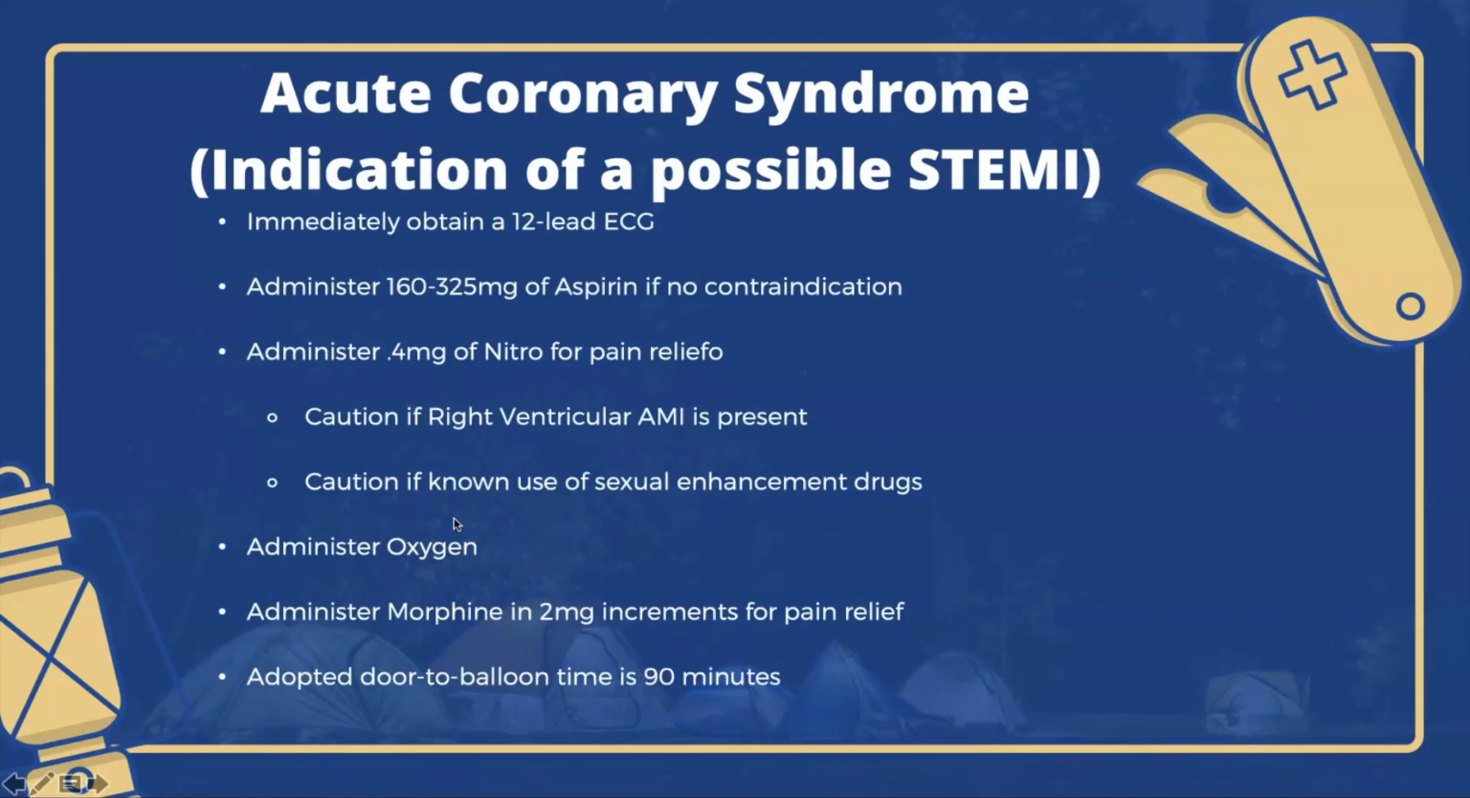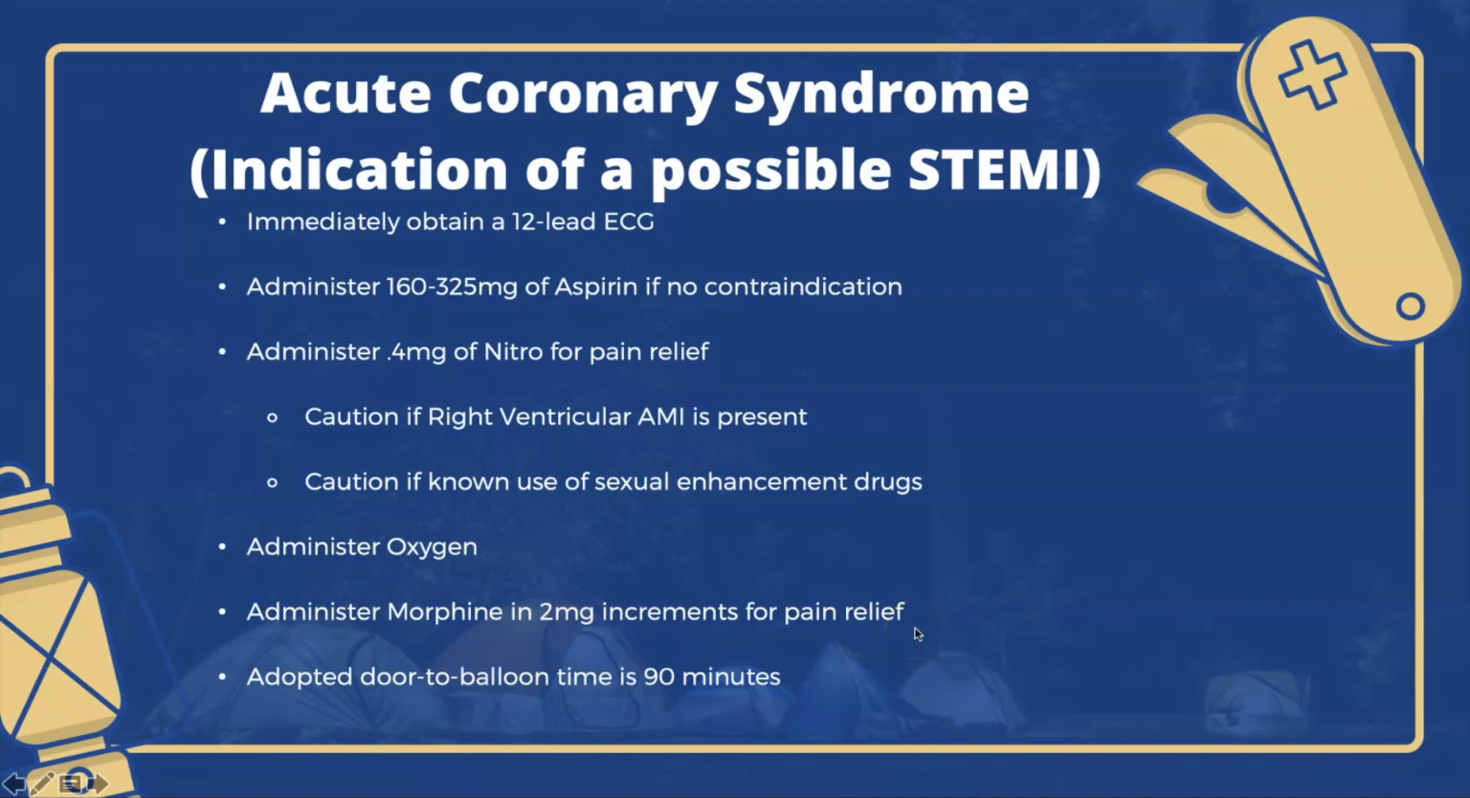Okay, so for a possible STEMI, acute coronary syndrome, you want to obtain a 12-lead EKG. You're going to give 160 to 325 milligrams of aspirin. You're going to administer nitroglycerin. Caution if right ventricular AMI is present. Caution if known use of sexual enhancement drugs, aka Viagra. They could get extreme hypotension, by the way, because of the vasodilation effect. Administer oxygen, administer morphine in 2 milligram increments for pain relief.